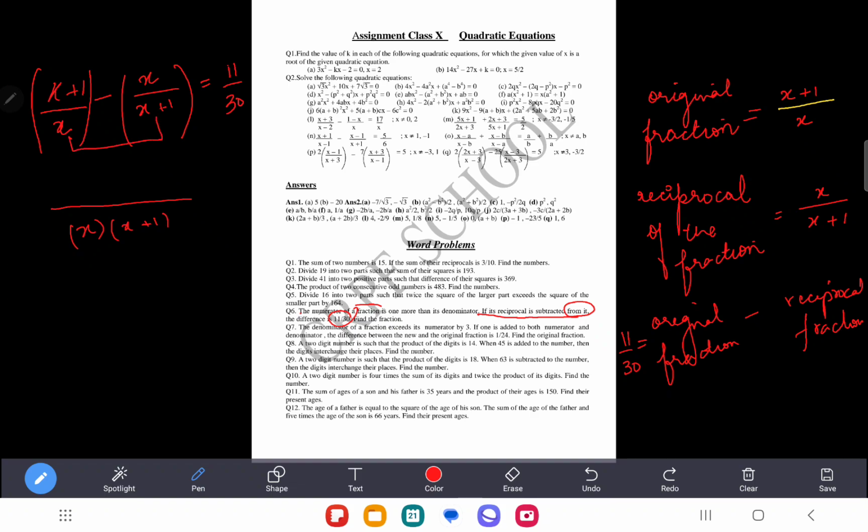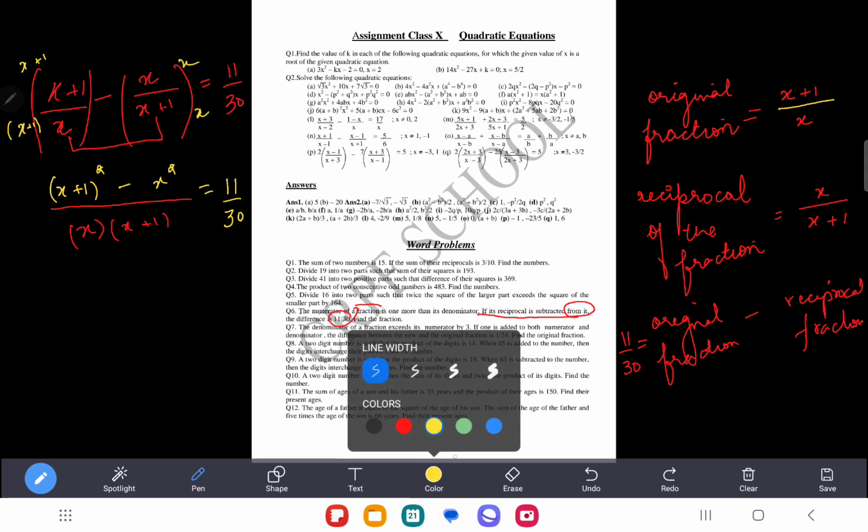Yes or no? Because to make the denominator the same, we have to take the LCM. So here we will have to multiply with x plus 1 times x plus 1, isn't it? And here we will have to multiply with x and x. So it is going to become x plus 1 times x plus 1. So that shall become x plus 1 whole square minus x square. And that shall be 11 over 30.